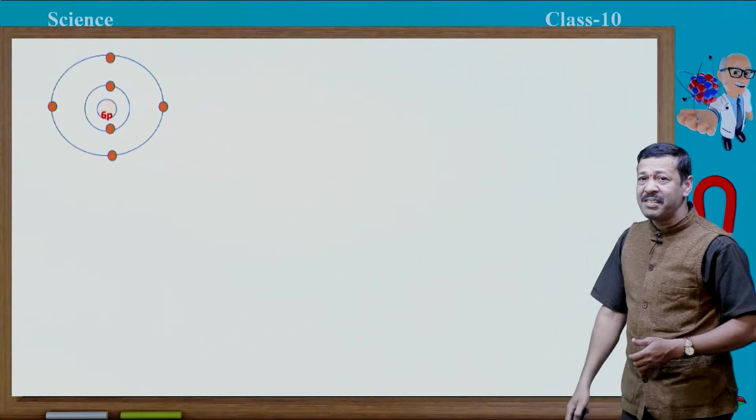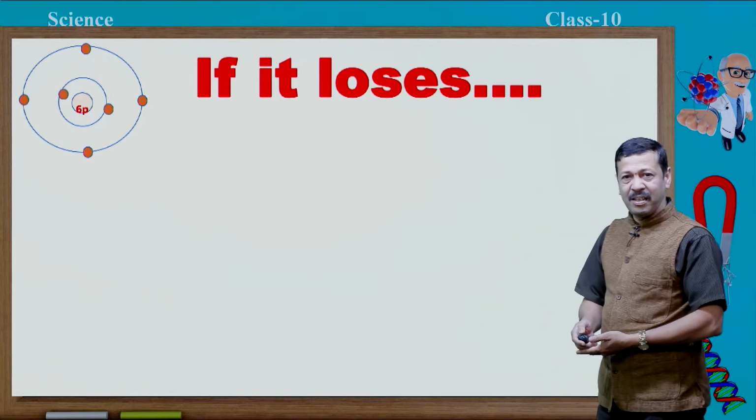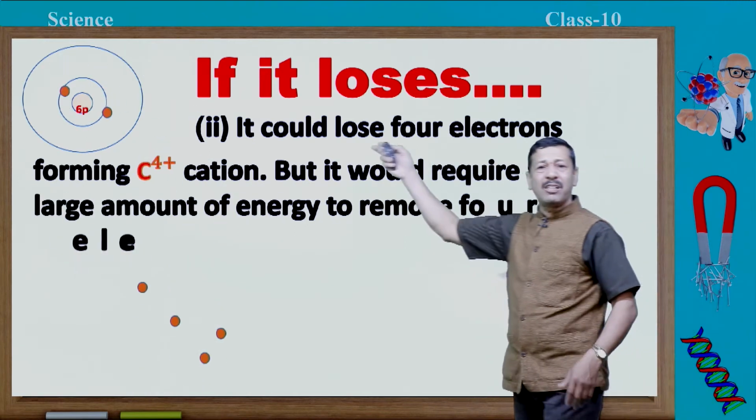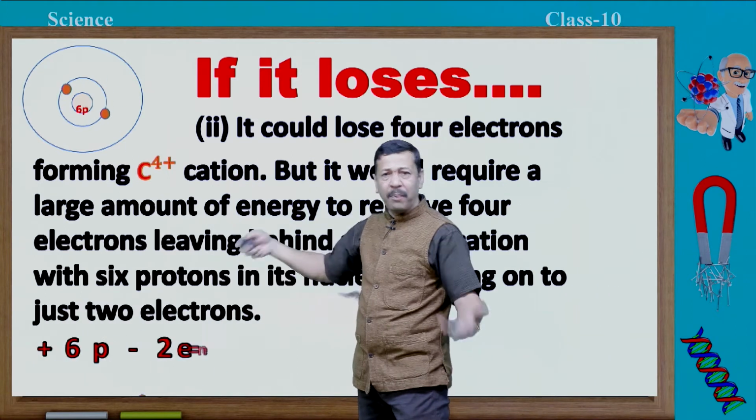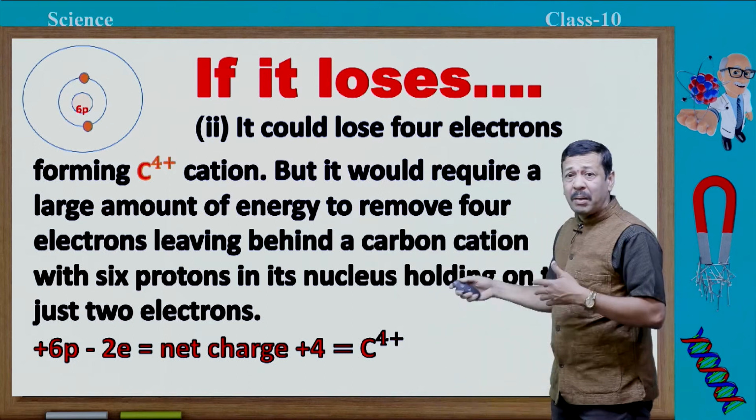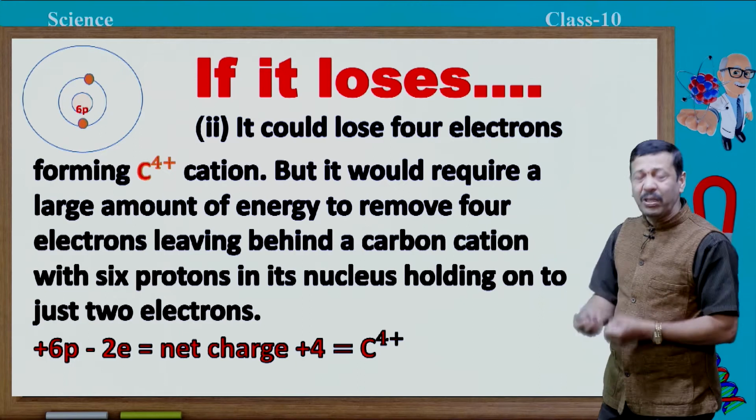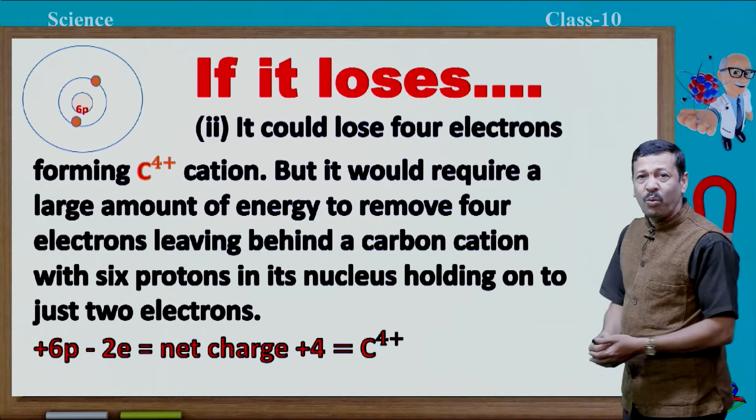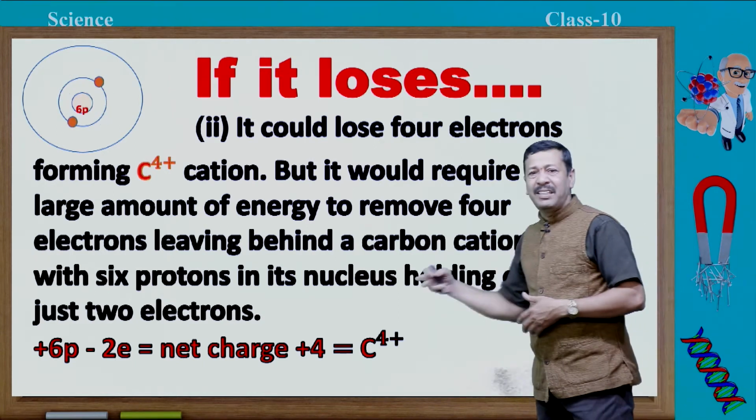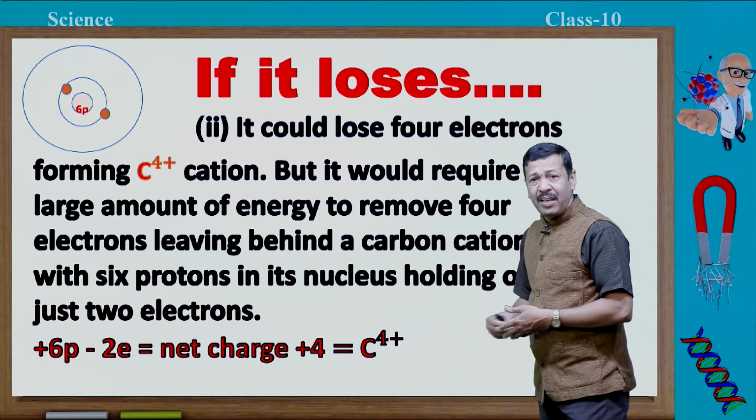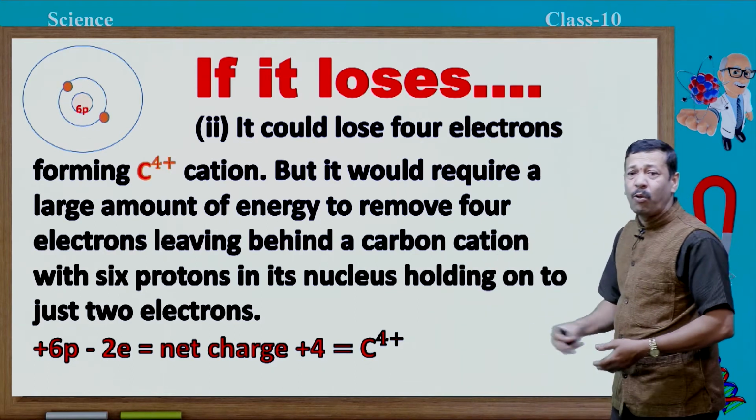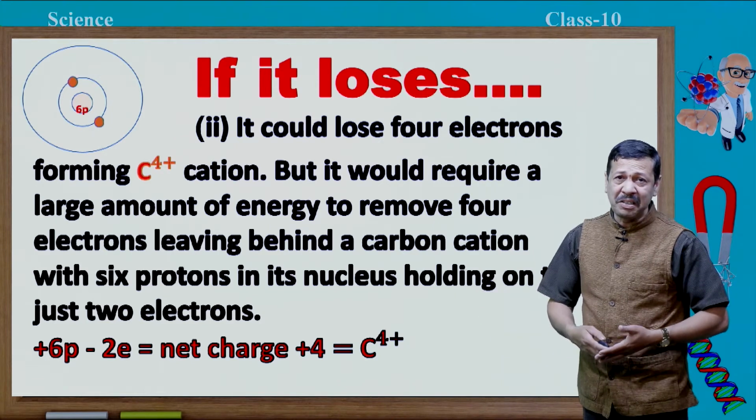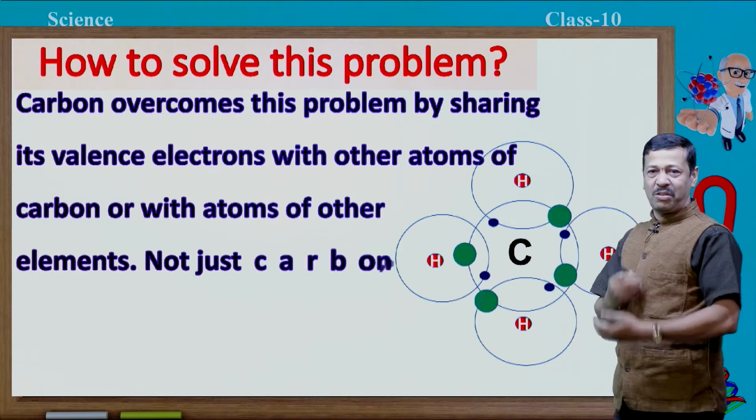Now one more option is, if it loses the electrons, what happens? See this animation. Yes, it lost 4 electrons, only 2 electrons are there now, what you are seeing. But then what happens? It will become C4 plus cation, but it would require a large amount of energy to remove the electrons. That much energy is not provided by any atom, hence this is also not possible, right? Now you are seeing here, what is the net charge? 6 protons are there, only 2 electrons are there, then net charge will be plus 4, that's how the C4 plus cation forms, right?